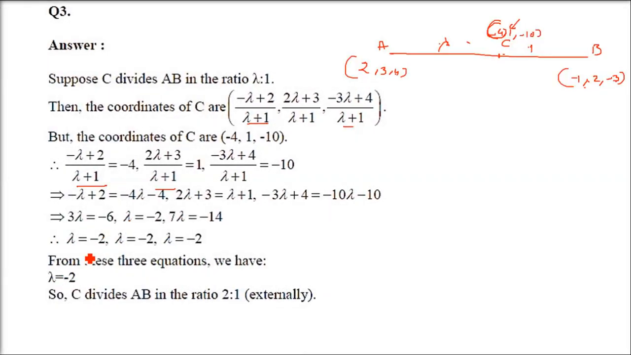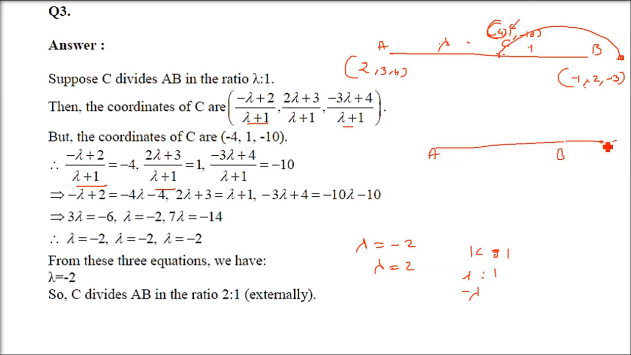Because previously only 8 gave us the lambda. So lambda is minus 2. But minus 2, what does it mean? It means negative. That means it's not internal division. C does not lie between A and B. It's somewhere outside. Lambda is to 1 is negative. That means it is external. C is not here, C is somewhere here. That is, this is A, this is B, and this is C.